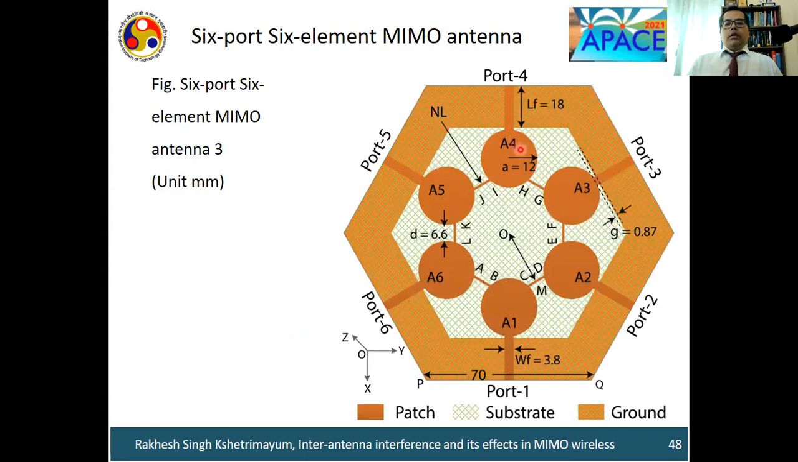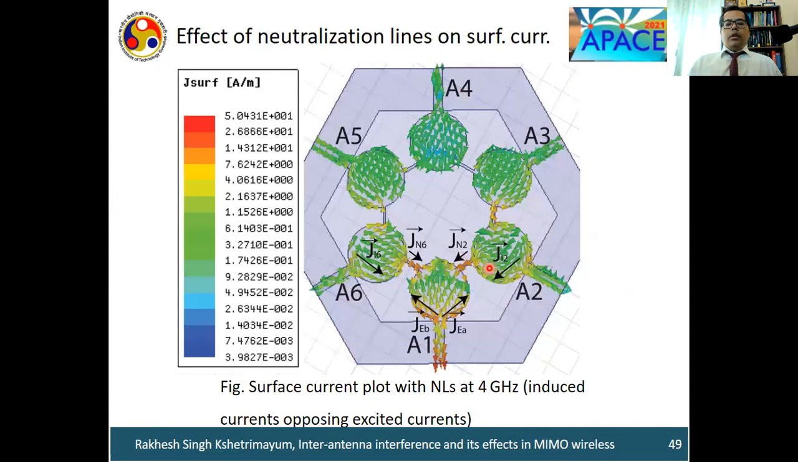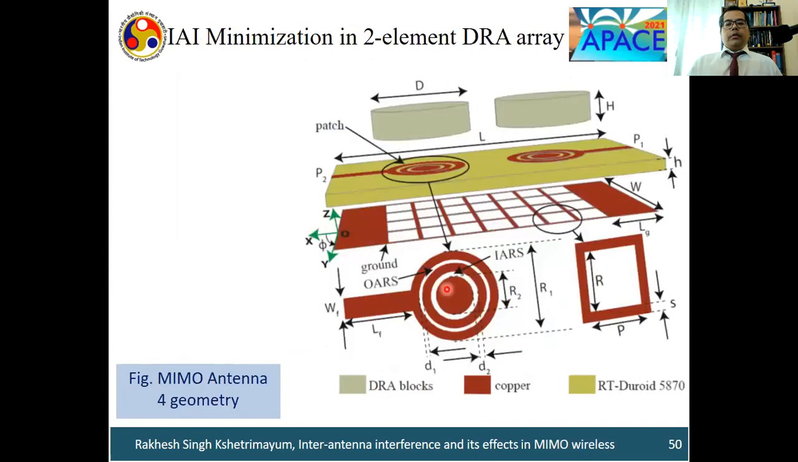Another case, you have a 6-port antenna here. All these antennas are connected with this neutralization line. This neutralization line will reduce the mutual coupling. Because of it, there will be opposing current flowing here, which will minimize the mutual coupling.